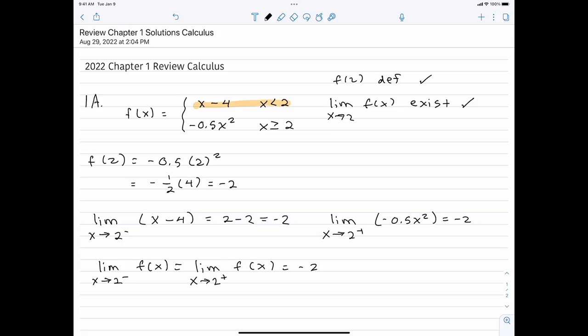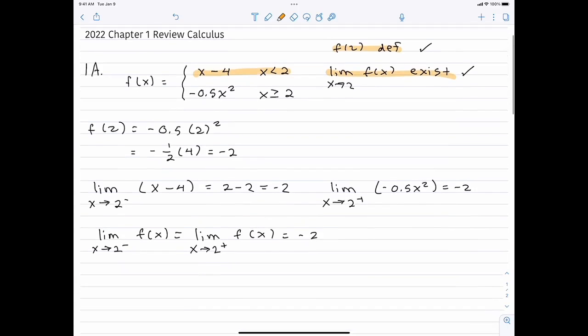So we know two things so far. We know f of 2 is defined. We know the limit exists. The last thing we have to do is show that these two are equal. If those two things are equal, the function is going to be continuous. So let's see. What did f of 2 equal? f of 2 equaled negative 2, which happens to be equal to the limit as x approaches 2 of f of x, so this is also true.